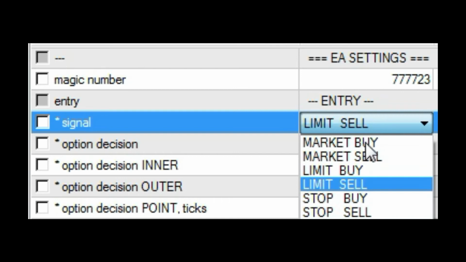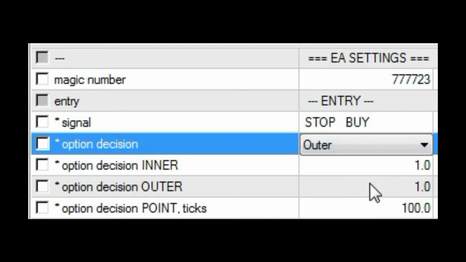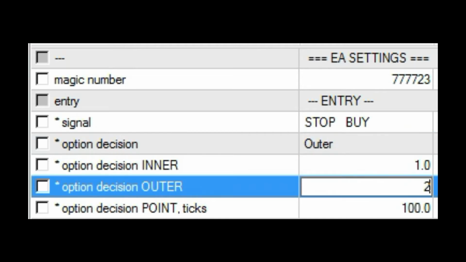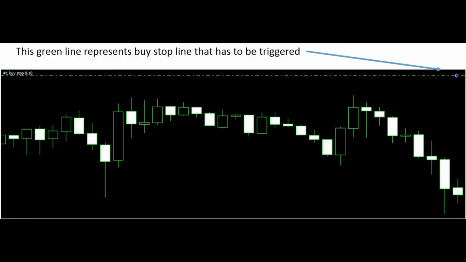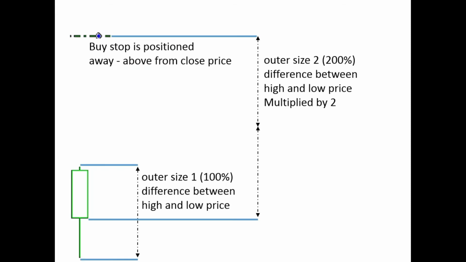Next, I will show stop buy example and outer position with value of 2. This green line represents buy stop line that has to be triggered. So that is our candle and buy stop mark after candle closes, and text box if going with cursor on blue mark. When dealing with outer size, it takes whole candle value.